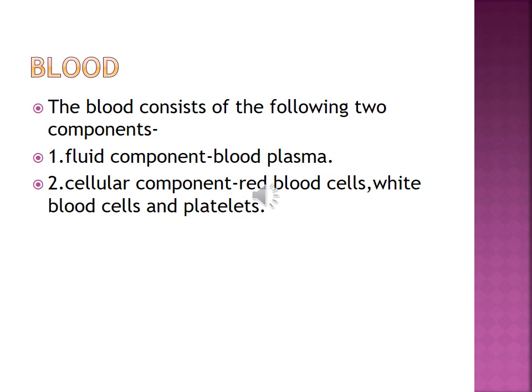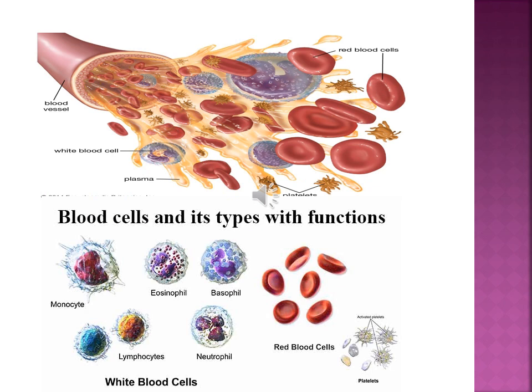Now we will see. You can see that there is a blood vessel. Through the blood vessel, blood flows, and in blood two components are there. Blood plasma, you can see this orange color, look, it's blood plasma. Red blood cells, and the bluish ones are white cells, and the very minute ones are platelets. Here there are different types of blood cells: white blood cells, the red blood cells, and platelets. Now we will see one by one.